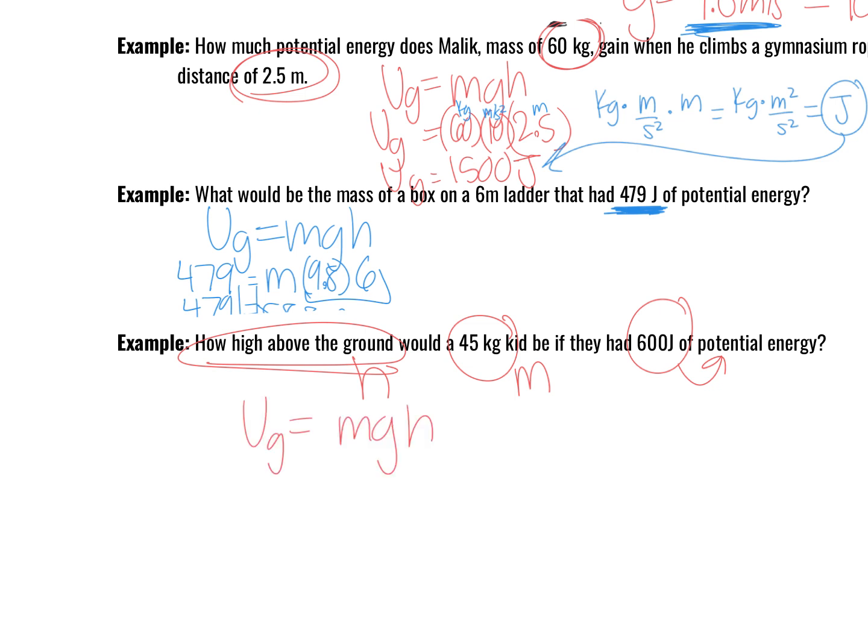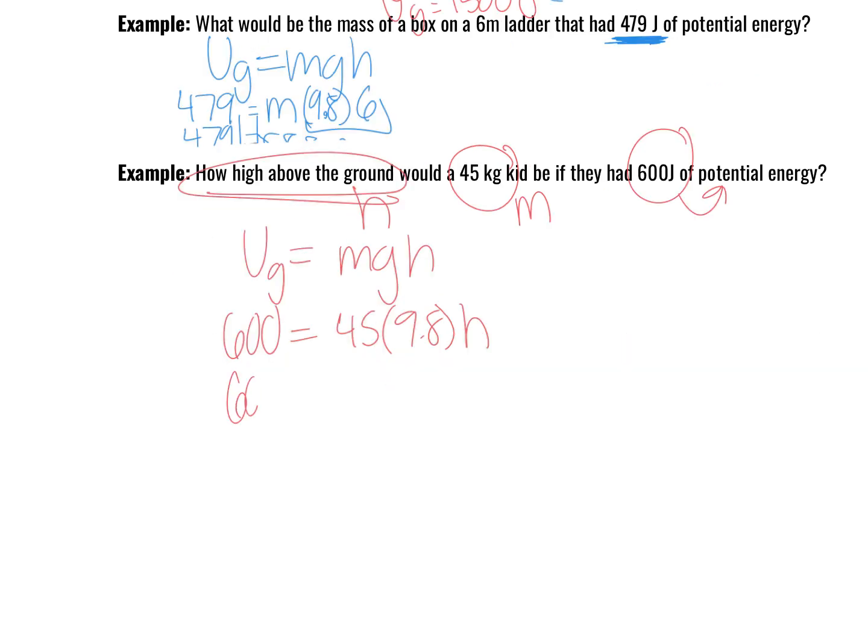Plug in the things you know. You know they had 600 joules of energy. Your mass was 45. Gravity is 9.8, and you're looking for your height. So again, we'll multiply those two together. 600 equals 441 times your height, and then you'll divide both sides by 441.